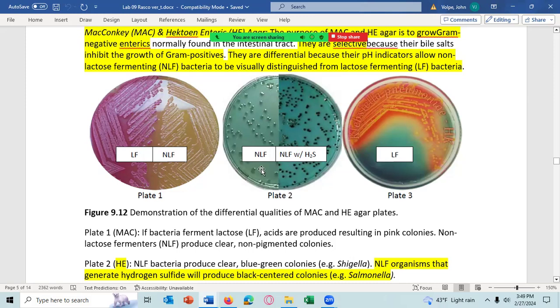and that's a non-lactose fermenting bacteria that does not produce hydrogen sulfide. This is a non-lactose fermenting bacteria that does produce hydrogen sulfide. This is a bacteria that does not produce hydrogen sulfide, and that's not labeled here, but it is a lactose fermenting, and that's what the LF stands for, which is right there. Okay. Yeah. Thank you. All right.